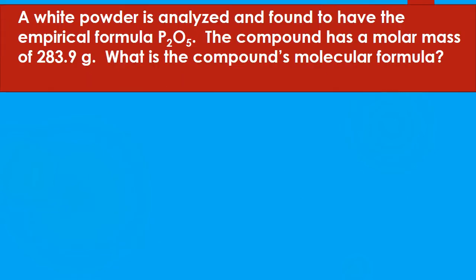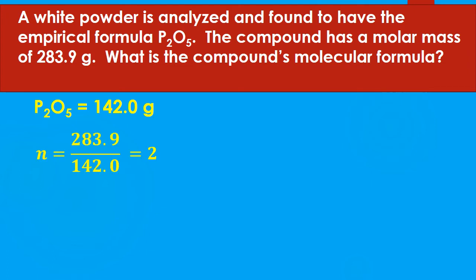So let's look at an example here. We're told a white powder is analyzed and found to have the empirical formula P2O5. The compound has a molar mass of 283.9 grams, and we need to find the molecular formula. So first we need to determine the ratio. How many times is our molecular formula greater than our empirical formula? So we need to find the empirical mass of P2O5. Once you do that, you get the empirical mass to be 142.0.